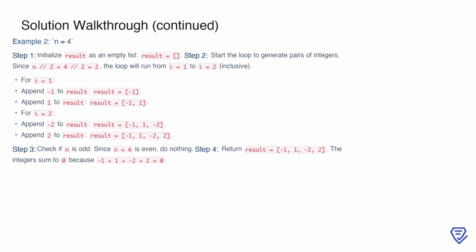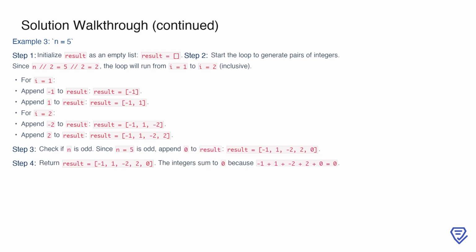Then, for i equals 2, we append -2 and 2, updating result to [-1, 1, -2, 2]. After the loop, we check if n is odd. Since n equals 4, which is even, we don't add anything further to the list. Finally, we return the result as [-1, 1, -2, 2]. The integers in this list also sum to 0 because -1 plus 1 plus -2 plus 2 equals 0.